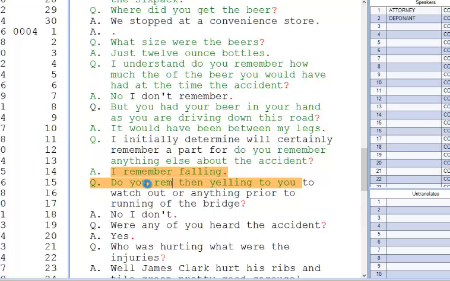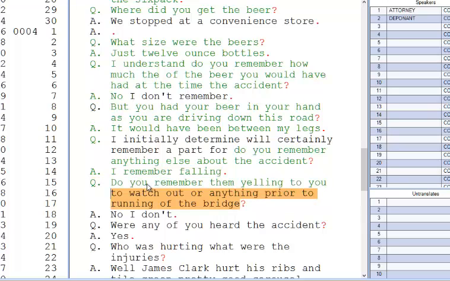Do you remember them yelling to you? To watch out or anything prior to running up the bridge. And I can't tell if this is running off the bridge or riding off the bridge. Echo, no, I don't. Hugo, were any of you hurt in the accident? Echo, yes.